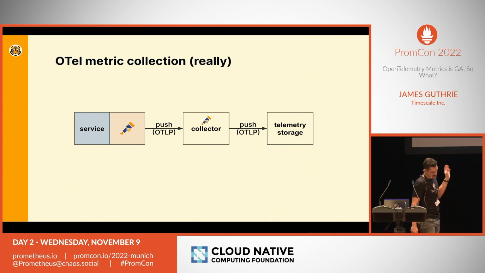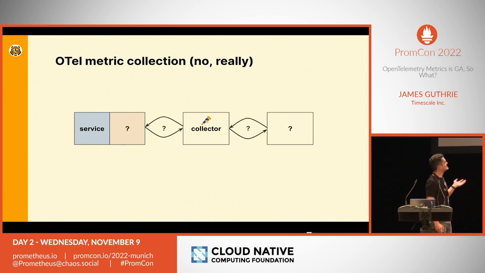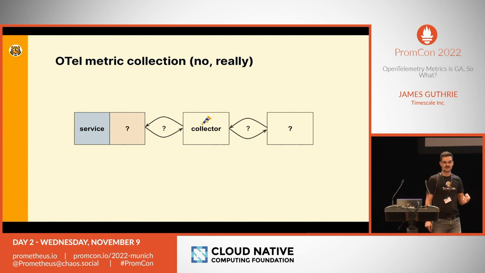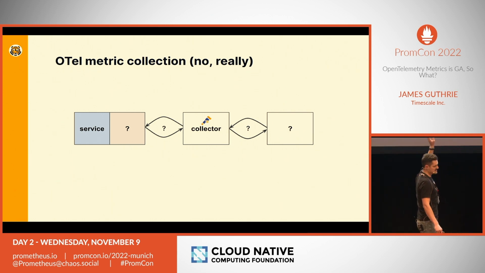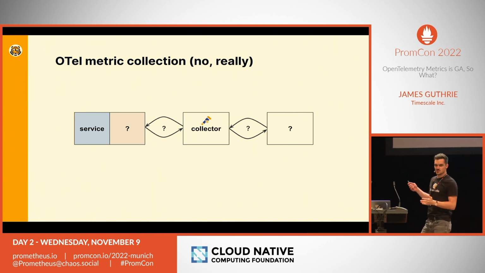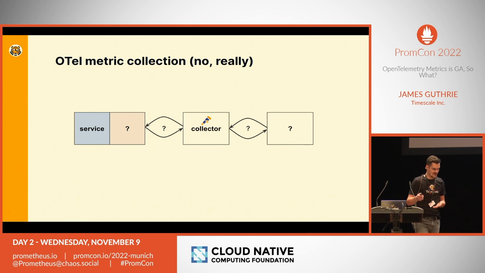And actually, I kind of lie on this slide as well, because as far as the OpenTelemetry project is concerned, this is how metric collection works. Your service can be instrumented with OpenTelemetry, but it can also be instrumented with other things. It can push, but you can also do pull over here. You can have the collector pushing, or you could have pull from some sort of storage backend here, and the storage backend doesn't have to be OTLP. So there's a lot of flexibility in the model, which is cool, but also at times a little bit annoying.